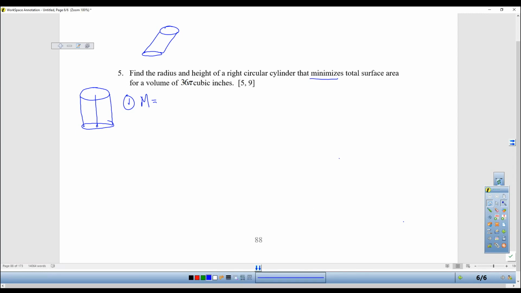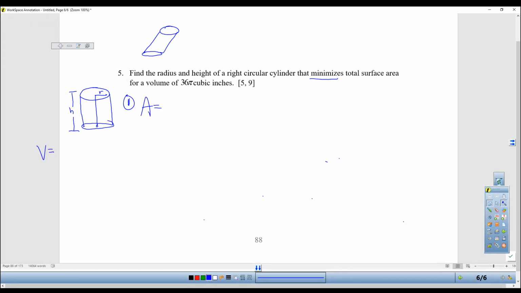So I want to know the radius and the height of this right circular cylinder that minimizes the total surface area. So I'm actually not going to use M for minimize since it is a surface area. I'm going to use S for surface? Nah, A for area, even though we know it's surface area. And its volume is going to be the constraint. So let's make these two formulas real quick.